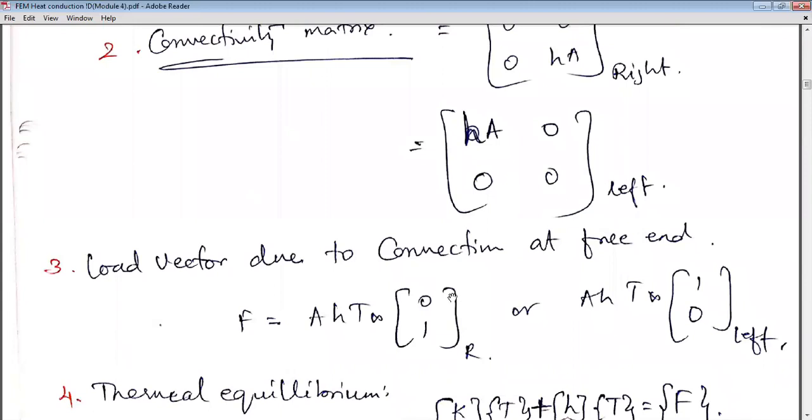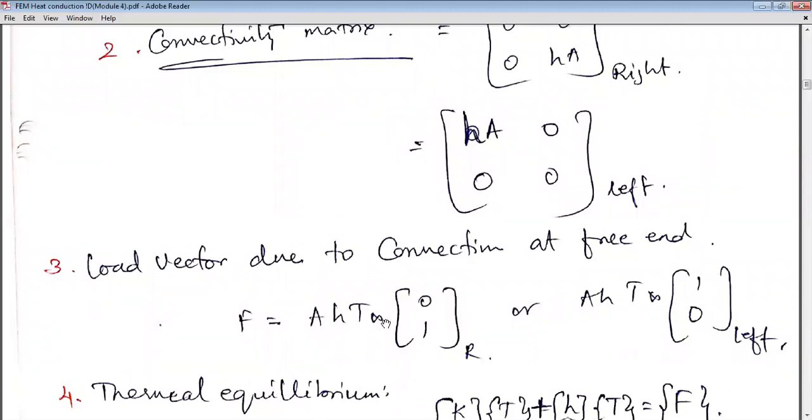If you observe any convection happening at the free end, there is always a thermal load that is going to affect this. So how to calculate this? The ready-made equation is there. Again, there is right and left. R stands for right, L stands for left.